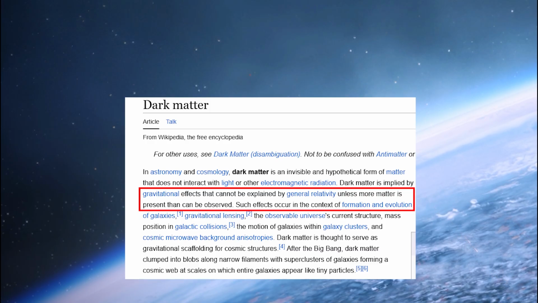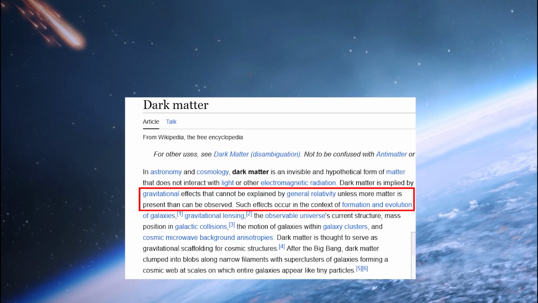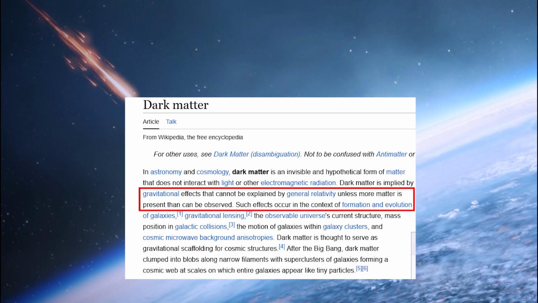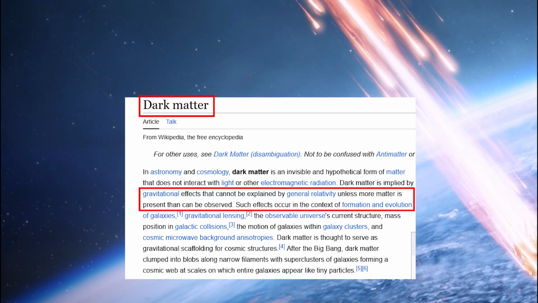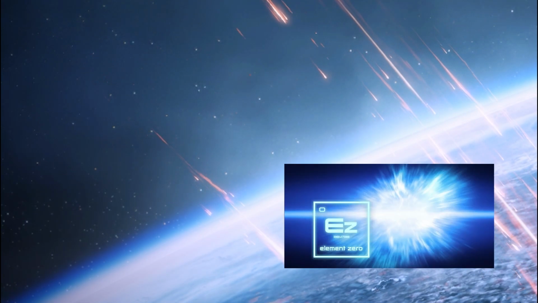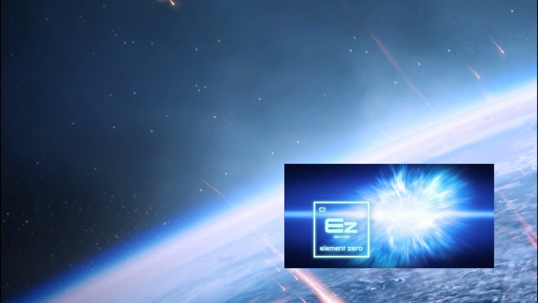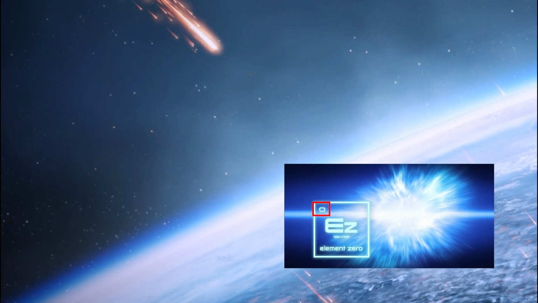There is an enormous amount of mass somewhere in our galaxy that scientists can't see, and because they can't see any proof of this mass anywhere, they have dubbed the phenomenon dark matter. Here's a fun fact about Element Zero. It's called that because it canonically has an atomic number of 0.